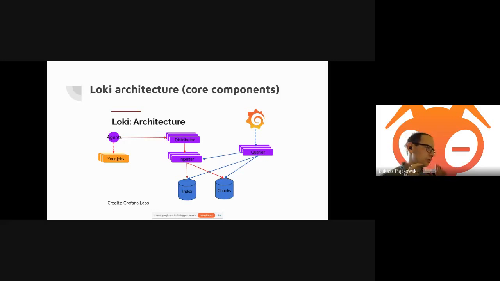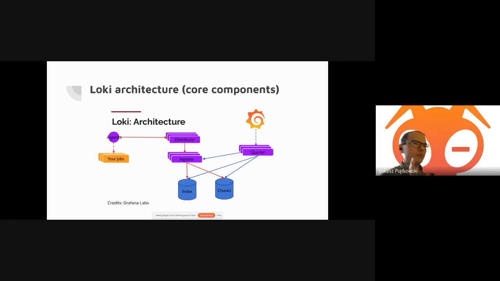And then ingesters are responsible for taking data that distributor assigned them, and with that data, they need two storage places. One part is for storing index. It extracts actually just indexes really, the labels that are attached to your logs, and stores them in index, and then the full log text is stored in what they call a chunk storage.